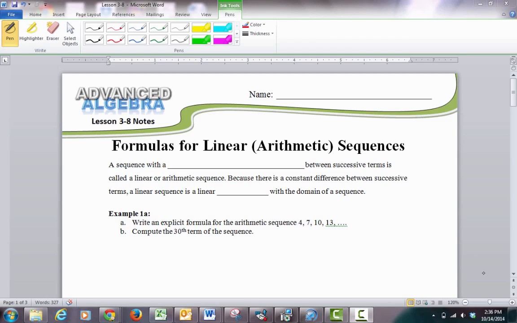Lesson 3.8. We are looking at how to make a formula for an arithmetic sequence. We've been talking about recursive. We've been talking about explicit. We're going to be doing that some more today, and I need to get you guys to the point where you can be comfortable going back and forth between the two of them. Okay? So what we are going to do is start, first of all, by writing in here a sequence with a constant difference.